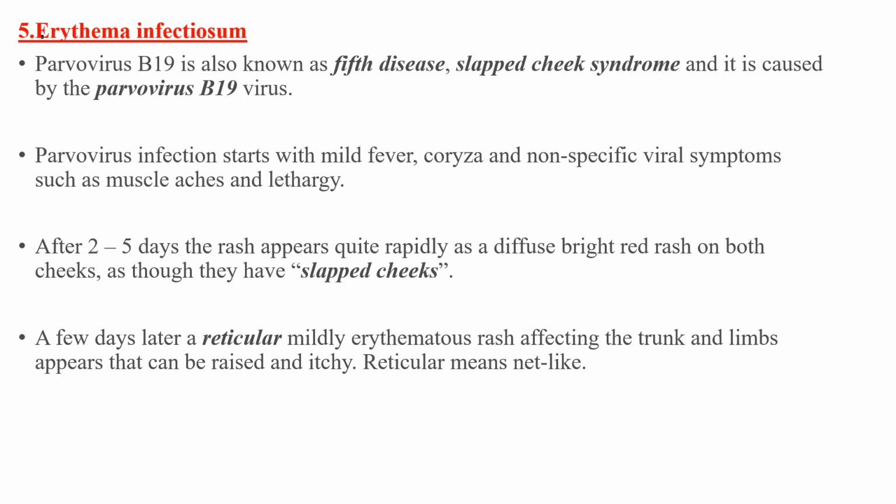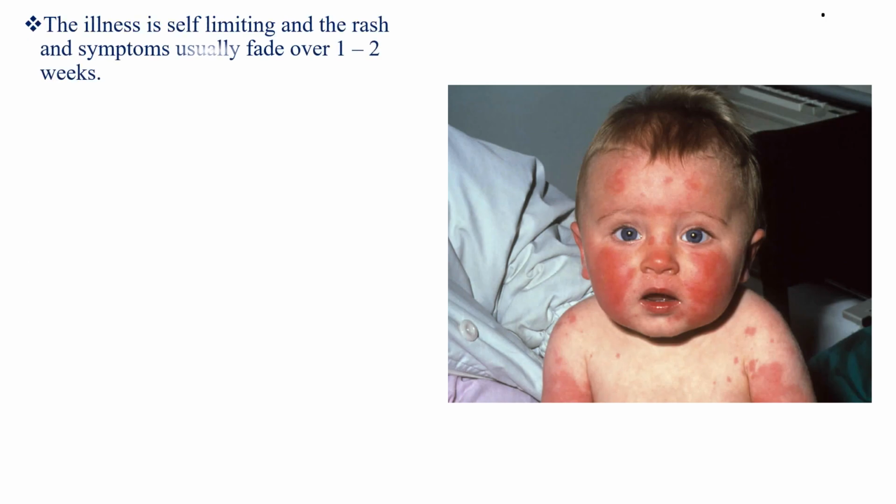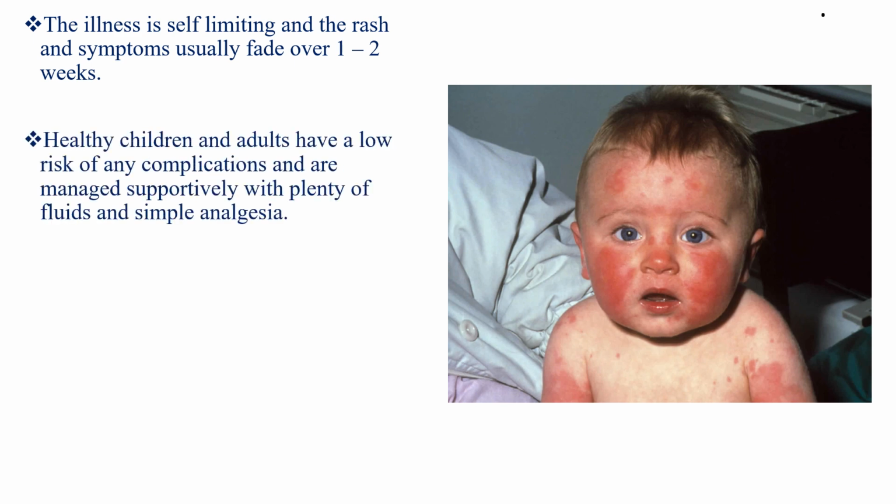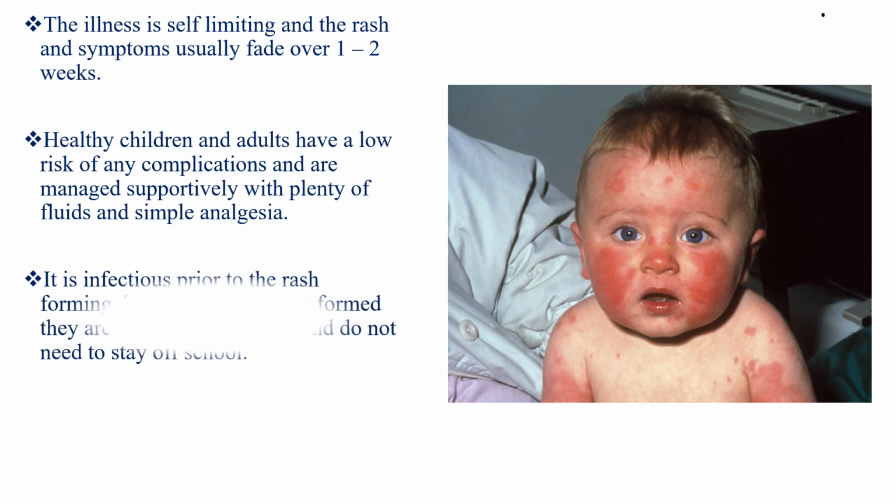A few days later, a reticular mildly erythematous rash affecting the trunk and the limbs appears that can be raised and itchy. Reticular means net-like. Erythema infectiosum is self-limiting, and the rash and symptoms usually fade over 1 to 2 weeks. Healthy children and adults have a low risk of any complications, and are managed supportively with plenty of fluids and simple analgesics. It is infectious prior to the rash, but once the rash has formed, they are no longer infectious and do not need to stay off school.